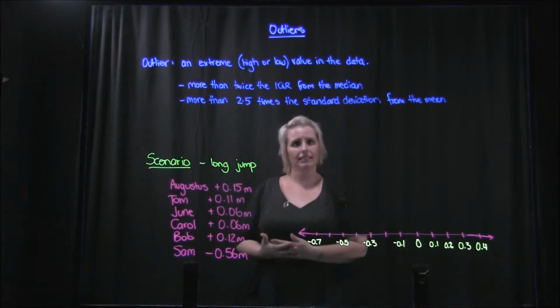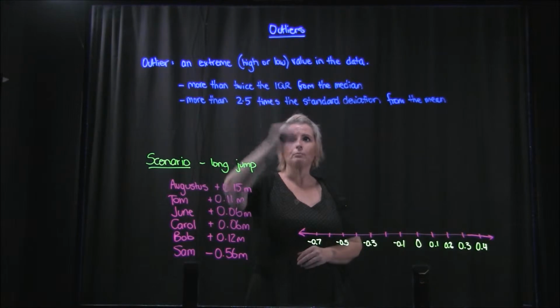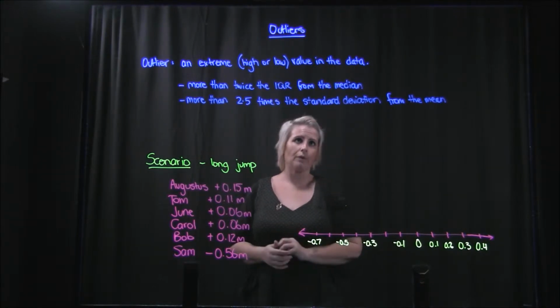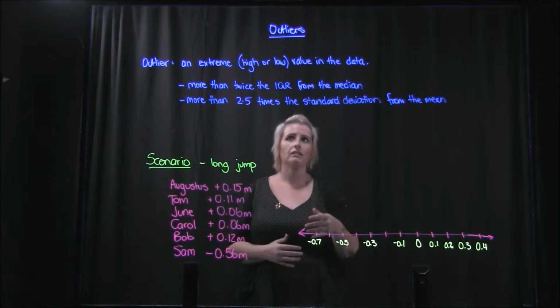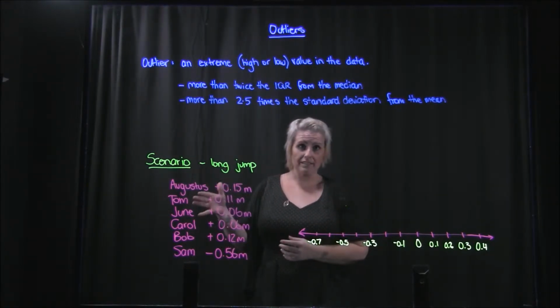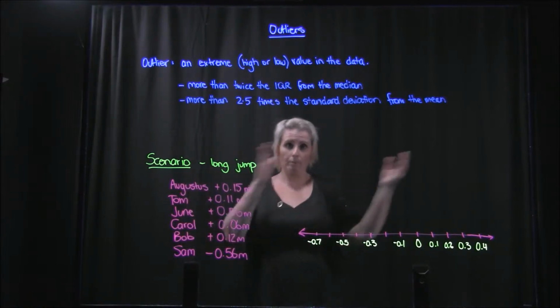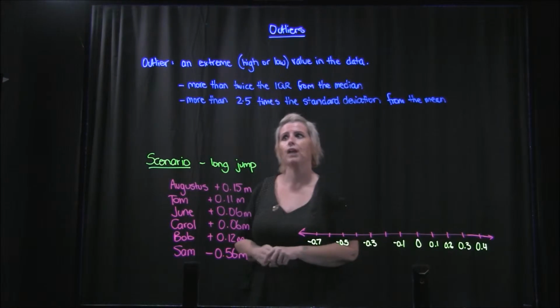Now, technically, you can classify data as an outlier if it is more than twice the interquartile range from the median. So if you work out the interquartile range, double it, and measure that amount from the median, and you find that there's data outside of that, either below or above, then it is considered an outlier.